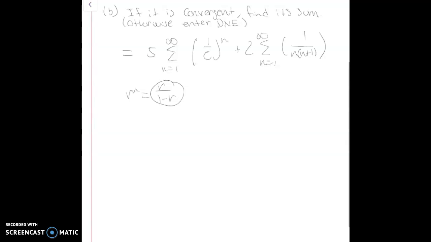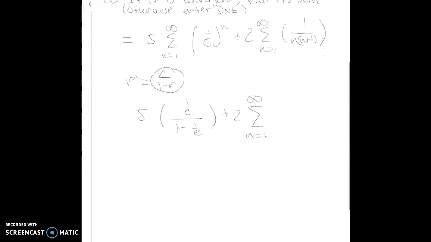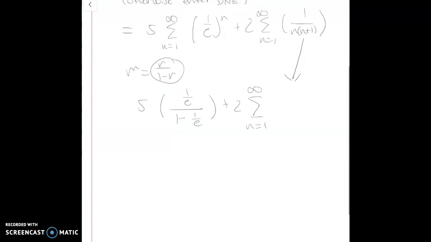So it would look like 5 times 1 over e over 1 minus 1 over e, plus 2 times the sum n equals 1 to infinity. Then we would decompose 1 over n times n plus 1, and it would look like 1 over n minus 1 over n plus 1.